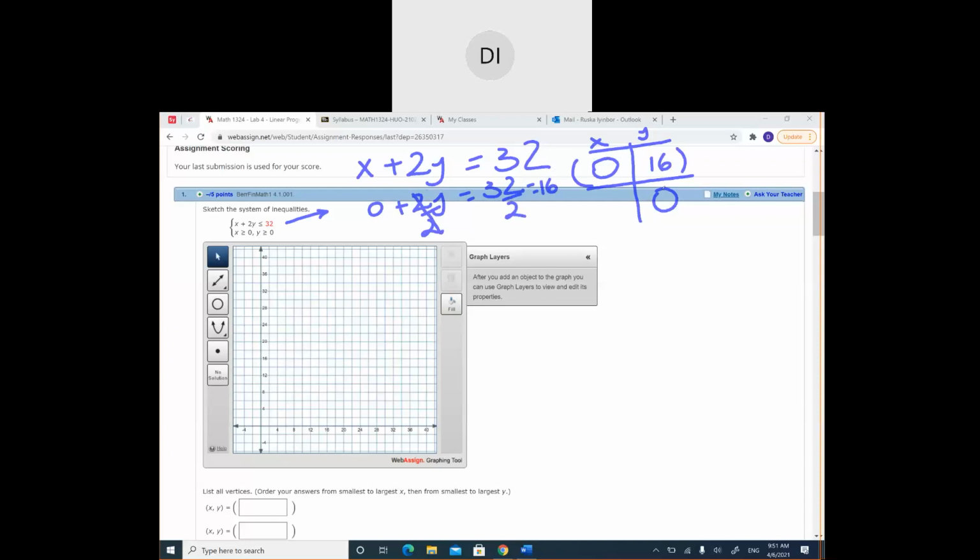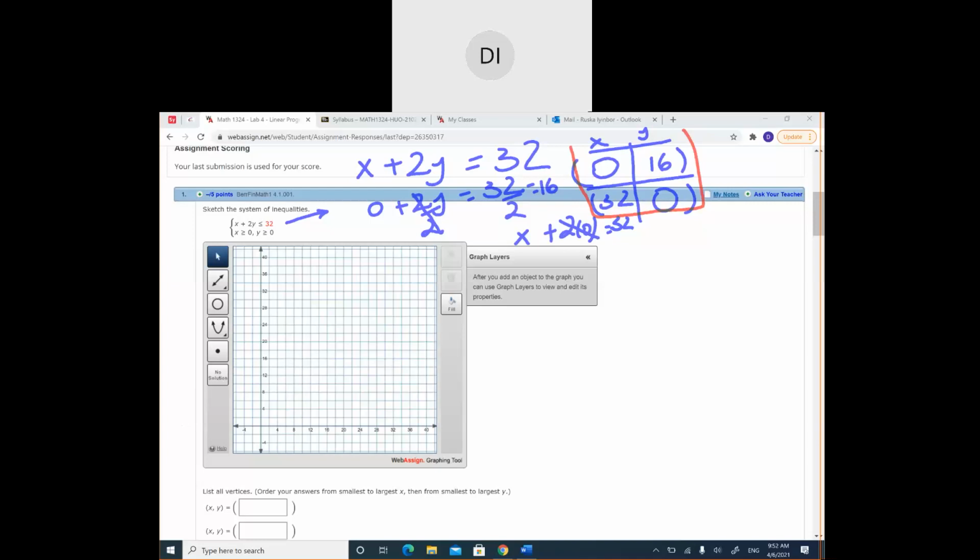Then the next point I'm going to use to graph this straight line is 0 for y. So now I'm going to replace the y with 0. So I'm going to get x plus 2 times 0 equals 32. And then 2 times 0 is 0. So I get x equals 32. So that's going to be my second point, 32 and 0. So in order to graph a straight line, you need 2 points. And these are the 2 points I'm going to use to graph. And this is how you graph them.